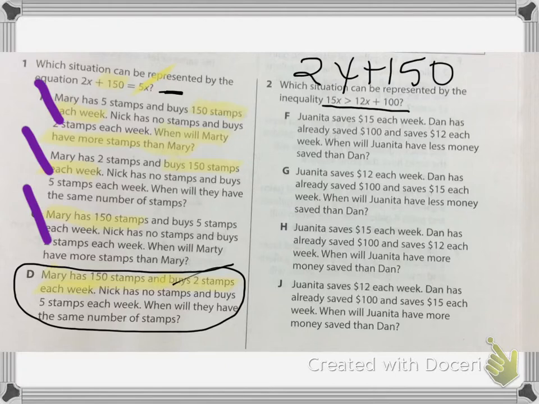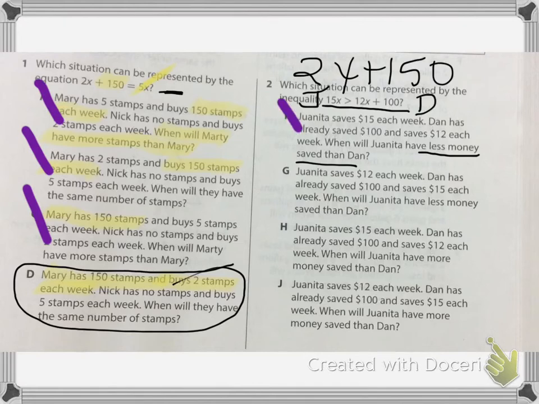Juanita saves $15 each week. Dan has already saved $100 and saves $12 each week. When will Juanita have less money? So I know that Juanita is on my left side. Here's my good old friend Juanita. Juanita's on the left side and Dan's on the right side. And it says that Juanita has less money saved than Dan. Well, I have Juanita greater than Dan, so F would not be an answer choice for that reason.